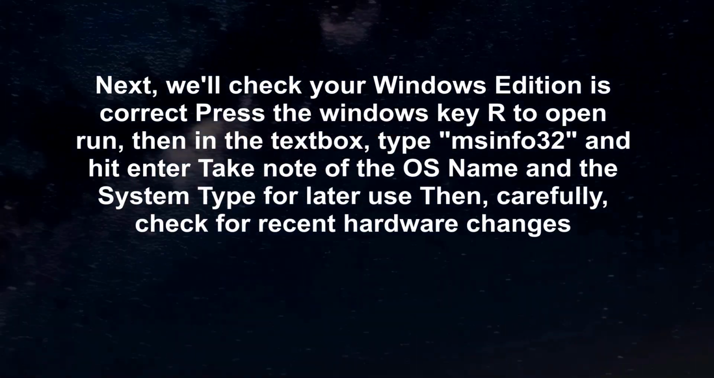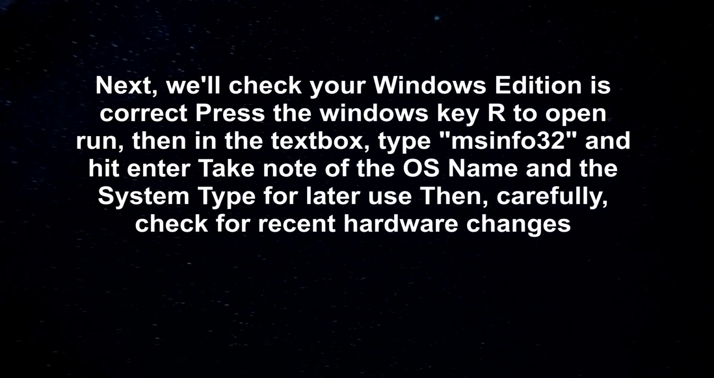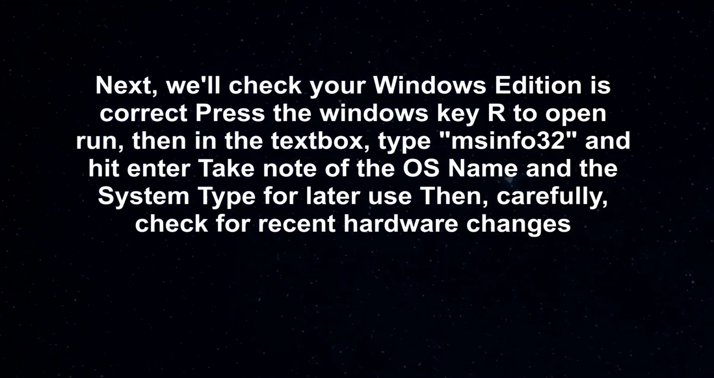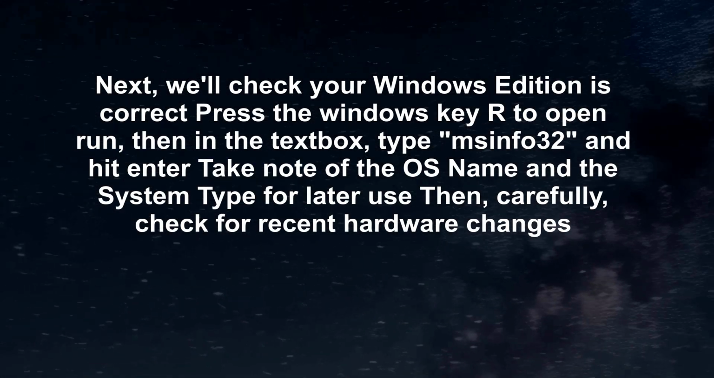Next, we'll check your Windows edition is correct. Press the Windows key + R to open Run. Then in the text box, type msinfo32 and hit enter. Take note of the OS name and the system type for later use. Then, carefully check for recent hardware changes.